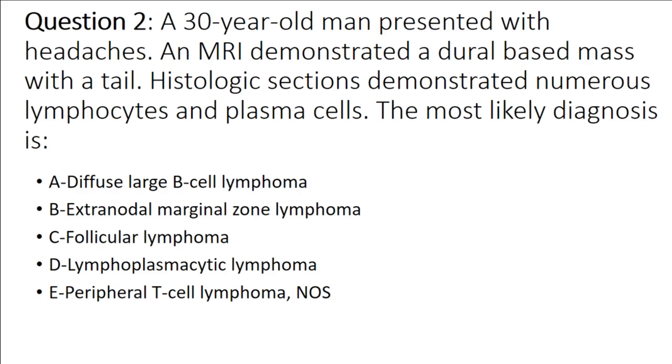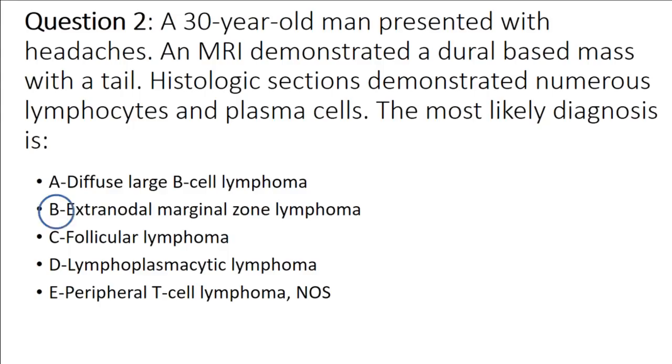I see a few A's, that is diffuse large B-cell lymphoma. Many are talking about B, that is extranodal marginal zone lymphoma. And that's actually the right answer.